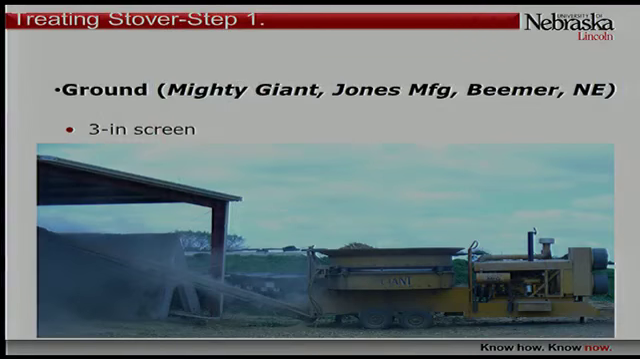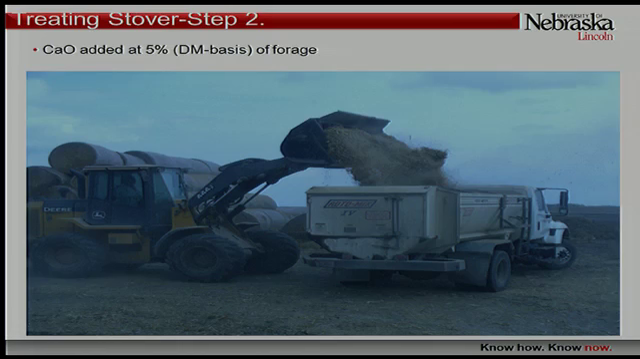But getting into our treatment process, we initially will buy residue in bale form, be it wheat straw or corn stover, and then we will grind that with our Mighty Giant hay grinder. We have typically worked with a 3-inch screen for grinding, and we can easily push 10 to 20 dry matter tons per hour while grinding that.